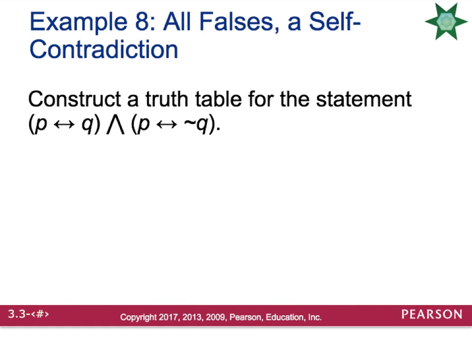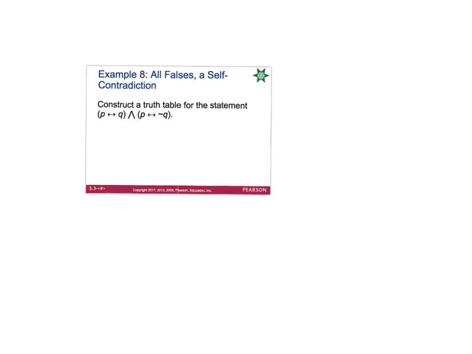So for example, let me show you this problem. On the left-hand side, we have P if and only if Q. On the right-hand side, we have P if and only if not Q. And then in the middle, we are doing the conjunction. So let's develop the truth table and see what a self-contradiction looks like. So we only have statements P and Q. So we're going to have to make our 4 options there.